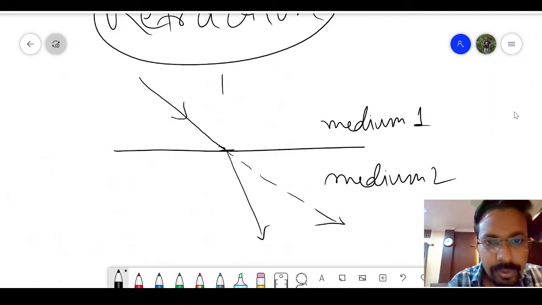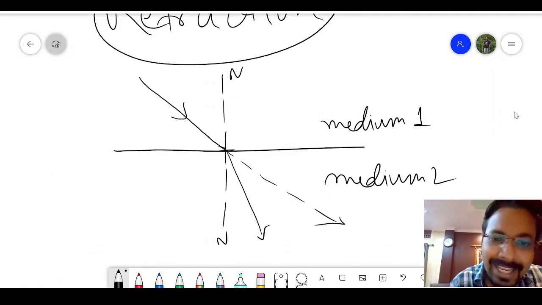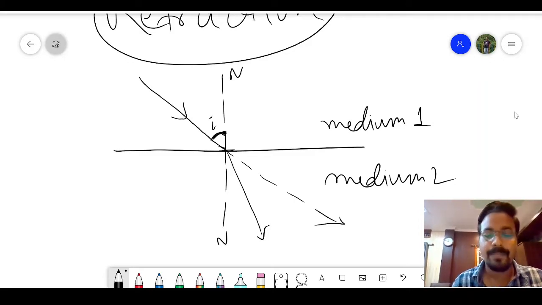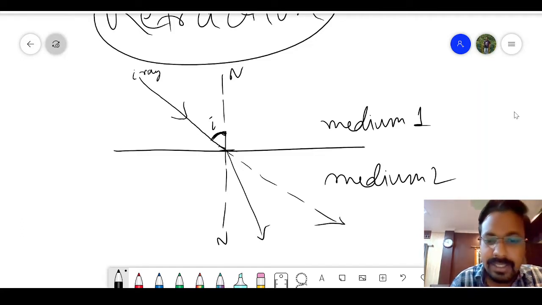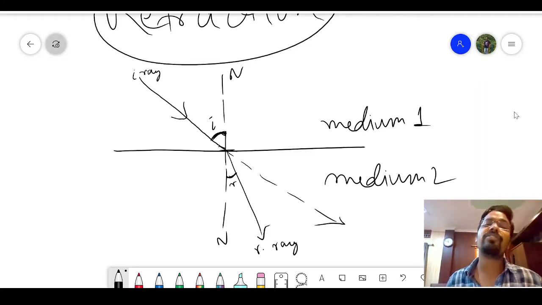Okay, so if we draw a normal here, meaning a perpendicular, then the angle made by the incident ray with the normal is called the angle of incidence, it is I. And here, this is our incident ray, and this is our refracted ray. So the angle made by the refracted ray with the normal is called the angle of refraction. Okay. Now we are going to use a bit of trigonometry here.